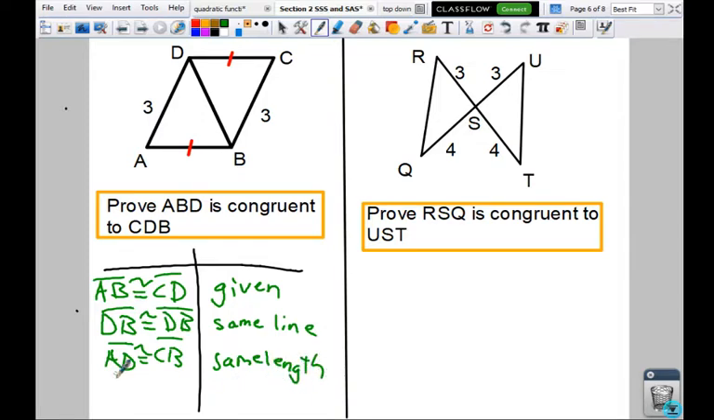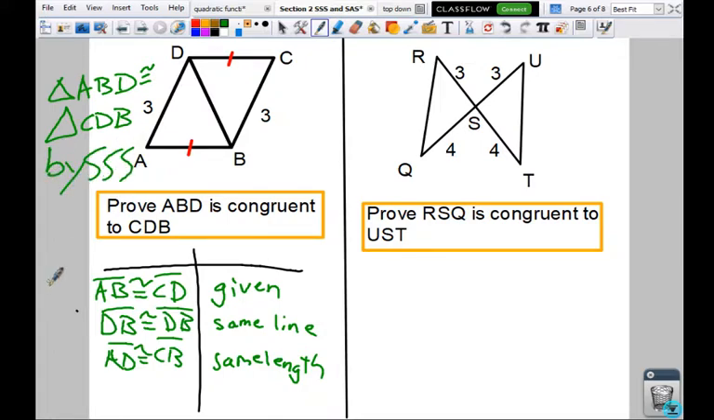All right, and then our last thing, we need to write our congruency statement. So we have to say that triangle ABD is congruent to triangle CDB by side, side, side. We need to have that last part in there. I tend to forget about this part, so if I ever don't write it, let me know.